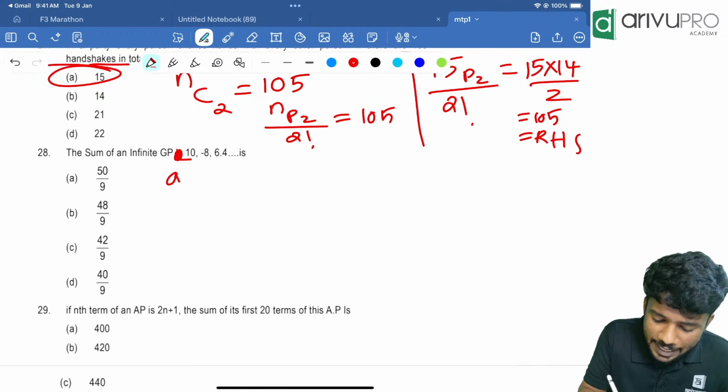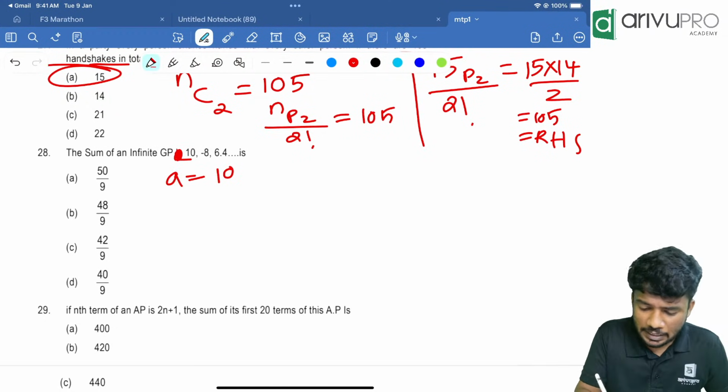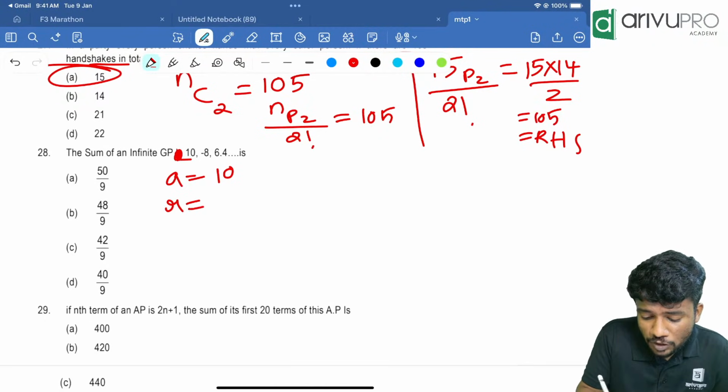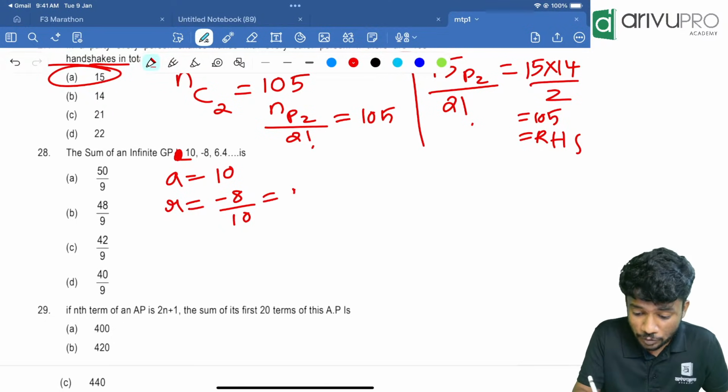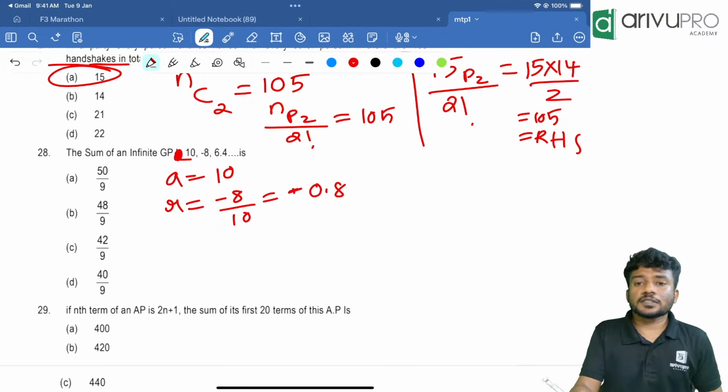Looking at that, a is equal to how much? First term is how much? 10. Then you tell me the second term is minus 8. That means r is equal to how much? Second term divided by first term, which is the common ratio, which is equal to minus 0.8. r is equal to this much.